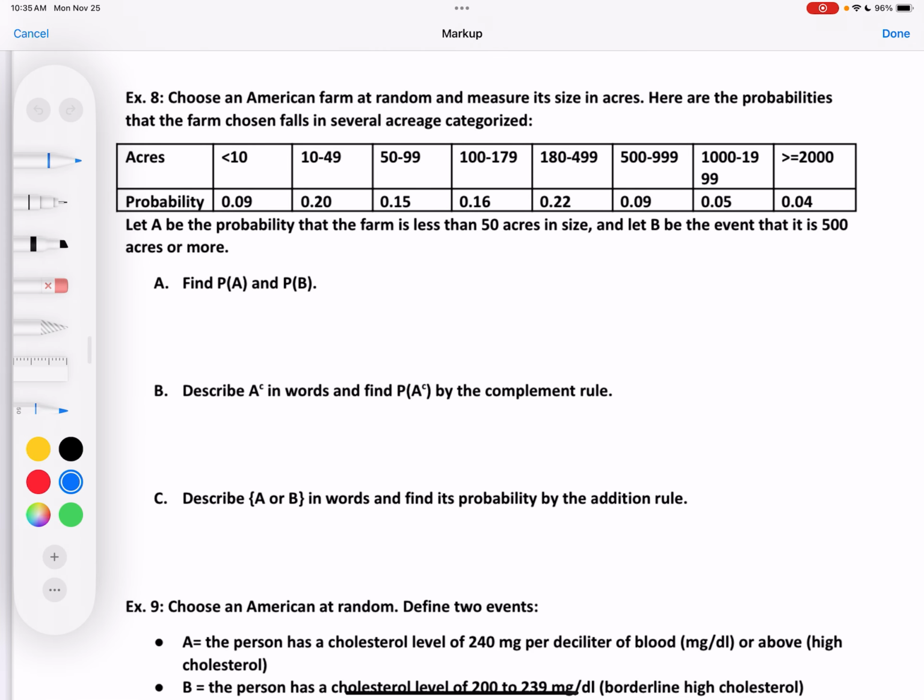All right. Choose an American farm at random and measure its size in acres. Here are the probabilities that the farm chosen falls in several categories. Let A be the event that a farm is less than 50 acres in size, and let B be the event that it is 500 acres or more. Find the probability of A and the probability of B. So A is less than 50 acres in size.